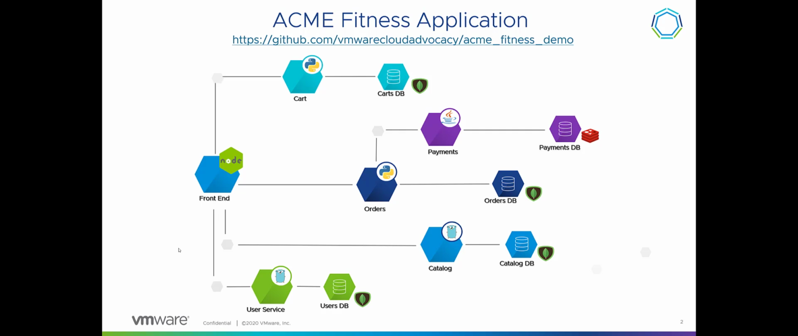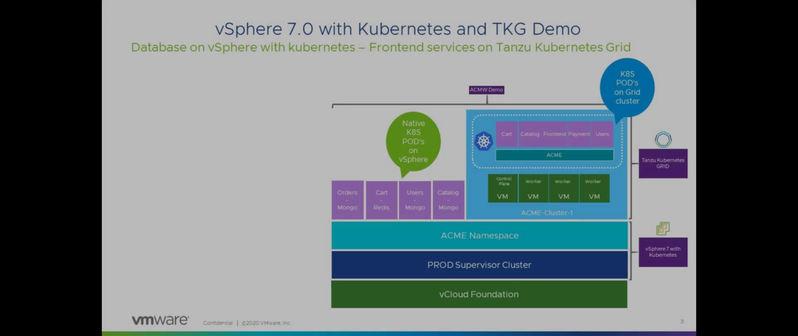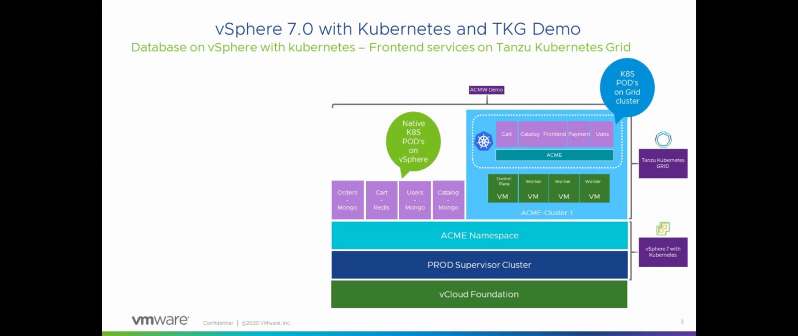It's just a polyglot application that has different components with different languages and different backend services. So we can see Mongo and Redis as the backend. Now the architecture that I'm going to use is basically using vSphere with Kubernetes to run native pods, or pods of Kubernetes running directly on the ESXi. And from the other end, the front end of the same application will run on a Tanzu Kubernetes Grid cluster that is upstream, aligned, and conformed Kubernetes cluster.